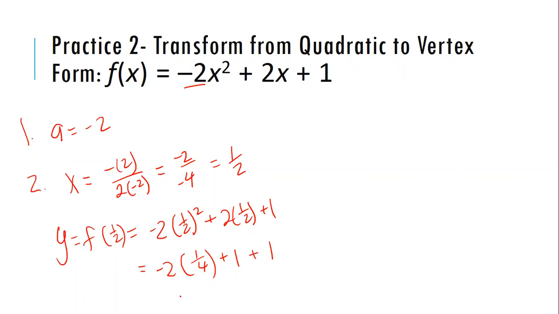Negative 2 times 1/4 equals negative 2/4 plus 2. 1 plus 1 is 2. If you have $2 and you are spending a half, 50 cents, what are you going to be left with? 1.5. Or you could leave it as 3/2. However you want to write it.